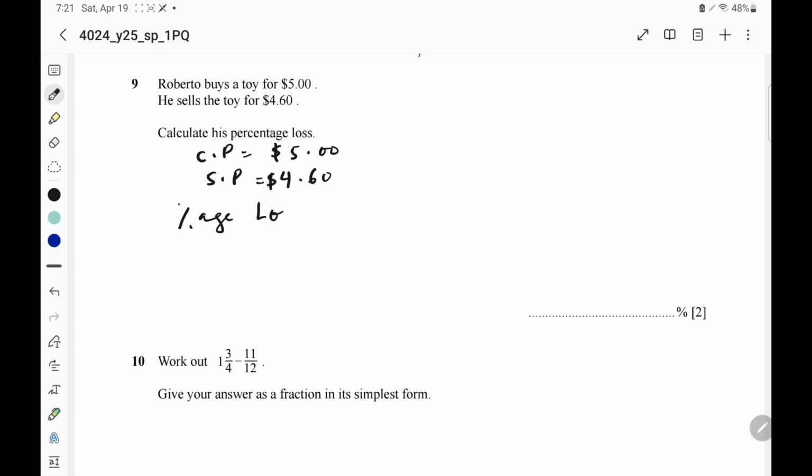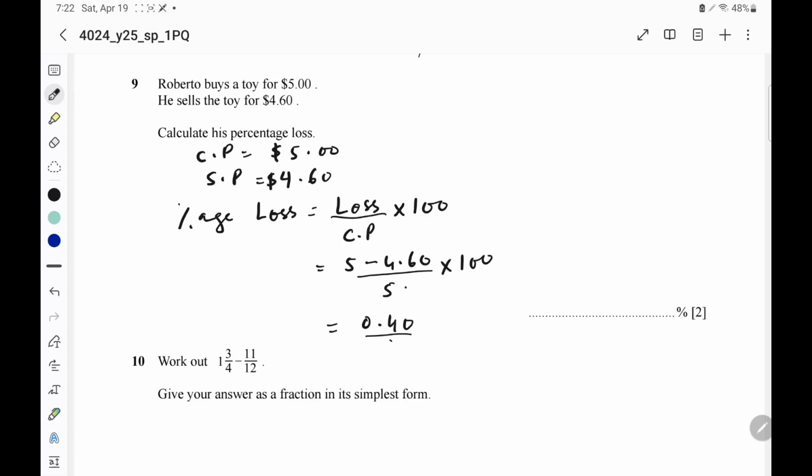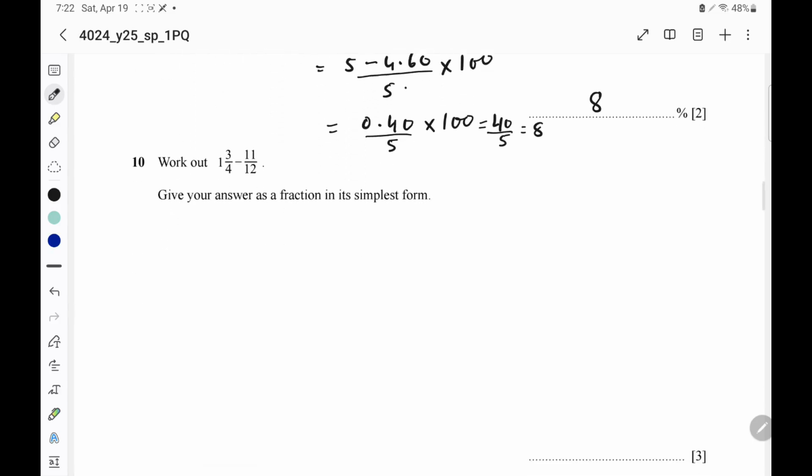Percentage loss is equal to loss upon the original cost price, multiplied by 100. So what is the loss? Loss is 5 minus 4.60 divided by 5, and then multiplied by 100. So 5 minus 4.60 will be 0.40. Like 500 minus 460 is 40, so 0.40 divided by 5, and then multiplied by 100. So that is 40 over 5, and that is equal to 8. Answer is 8%.